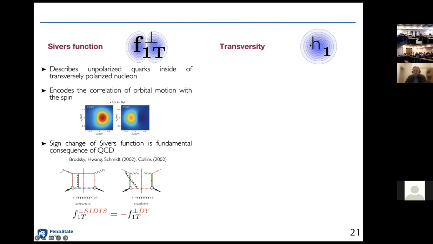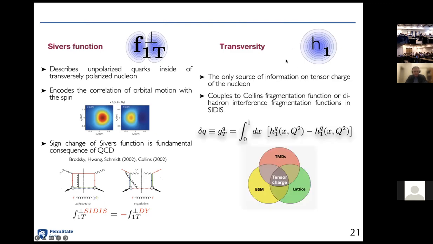The transversity h1 function, so that's the axially symmetric function here, as you can see. It's the only source of information on the tensor charge of the nucleon. Very interesting, important, and fundamental tensor charge. It couples to the Collins fragmentation function or to dihadron interference fragmentation functions in SIDIS. Well, this function is chirally-odd, so it needs to couple to a chiral-odd function in order to create a chiral-even observable.